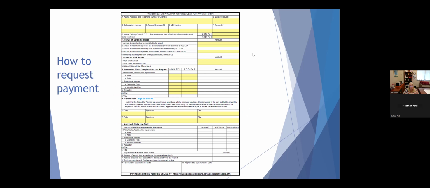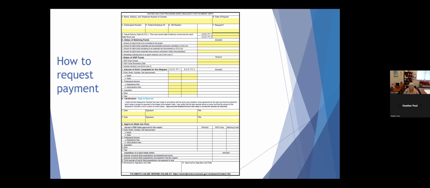This is a copy of what that form looks like. You would put in the top your name, address, and telephone number of your grantee. You can see where some fields are yellow. Those are the fields that you, as the entity, would be completing. Your subrecipient number is your number that's been identified on your CEA. You enter your federal tax ID number and your UEI number.